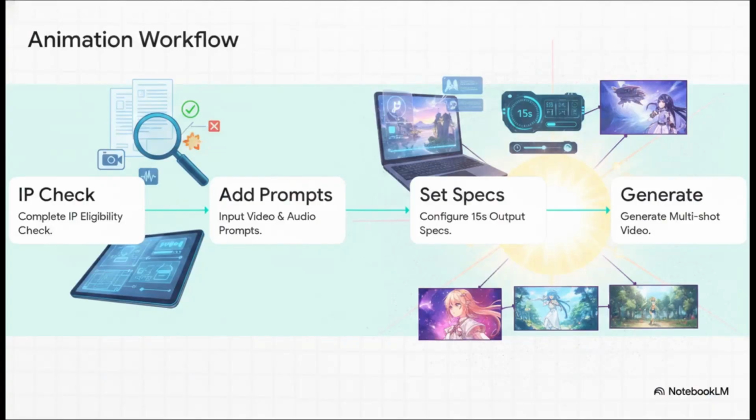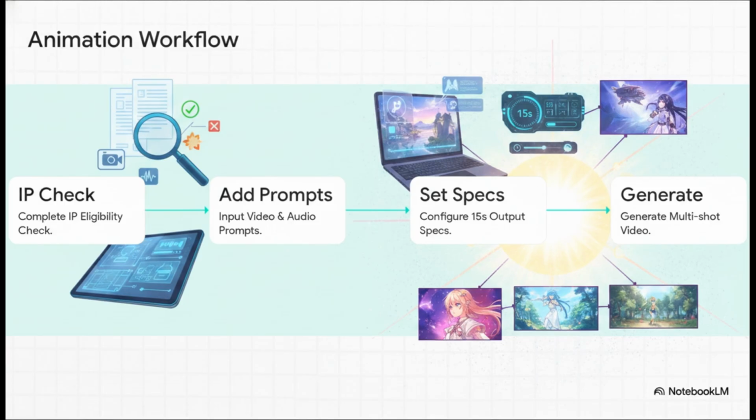Now for the actual magic. This is where ByteDance's incredibly powerful Seedance 2.0 model breathes life right into our static panels. This whole pipeline takes just a few minutes. Step 1, upload your 4K storyboard and character sheet and run the IP eligibility check. You gotta make sure there are no copyright hiccups.